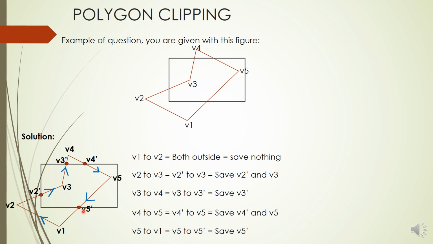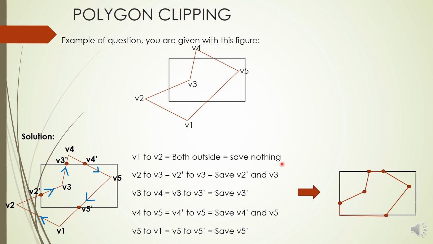Based on this procedure, let's redraw the polygon after performing the clipping, based on the points that we saved. From v1 to v2 we save nothing. Then we save v2 dash and v3, then v3 dash, then v4 dash, and v5, and the last one we save is v5 dash.